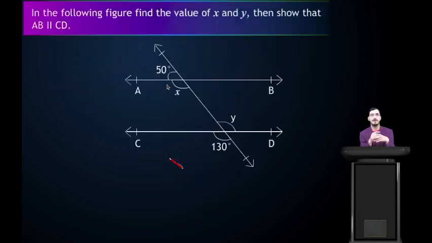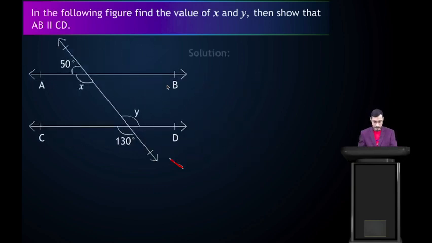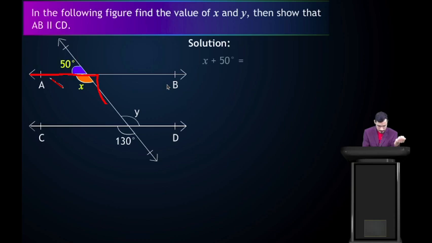In the following figure, find the value of x and y, then show that AB parallel to CD. Now it's question, students, so let's do it. Here you can see the picture AB and CD. AB and CD are parallel lines. Given that they are parallel, you can see Z is formed here, so x and y both are alternate angles.